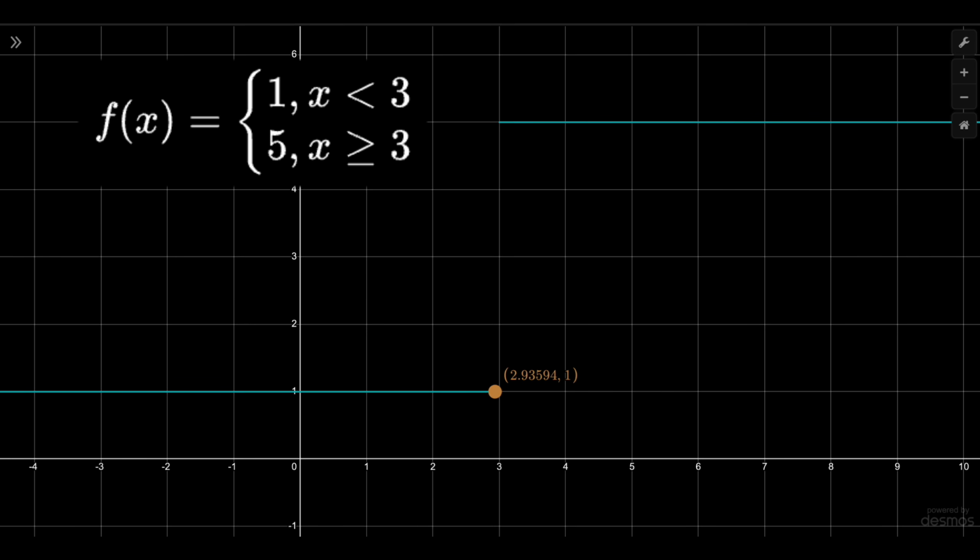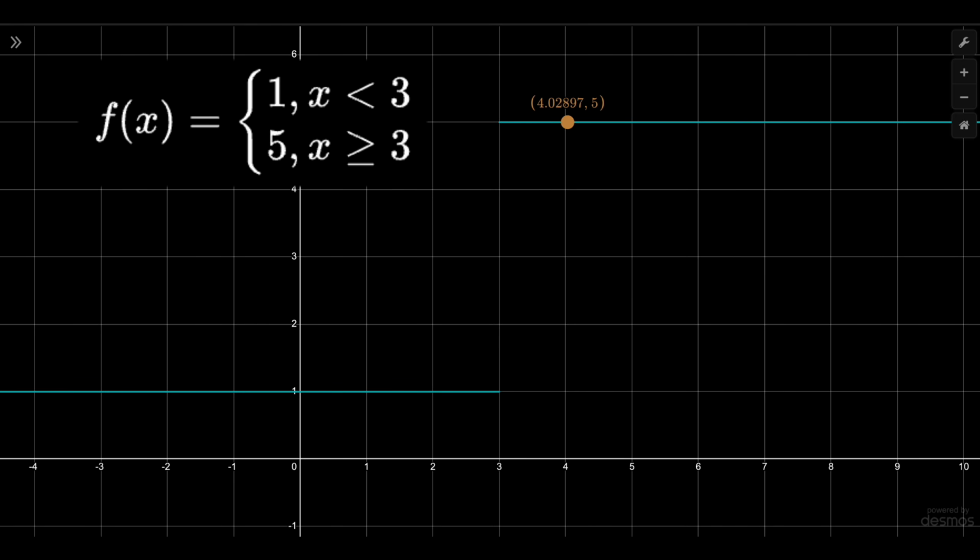It approaches 5 because the value of the function at x equals 3 is 5. No. When working with limits, we don't care what the value of the function is at that point. We just care about the value it approaches. You might be tempted to say it approaches 3 because that's the average of 1 and 5. No, because neither side actually approaches that value. So in this case, the limit does not exist. Like I said before, for the limit to exist, both the left-hand side limit and right-hand side limit must be the same.